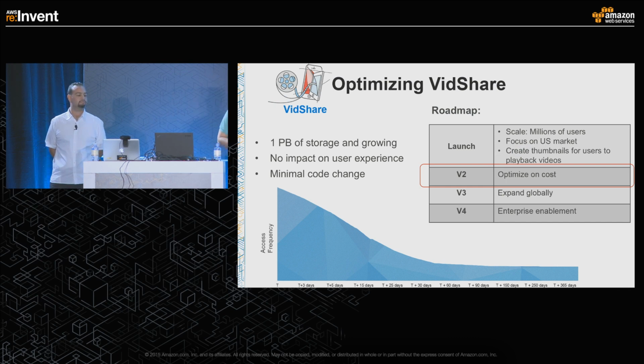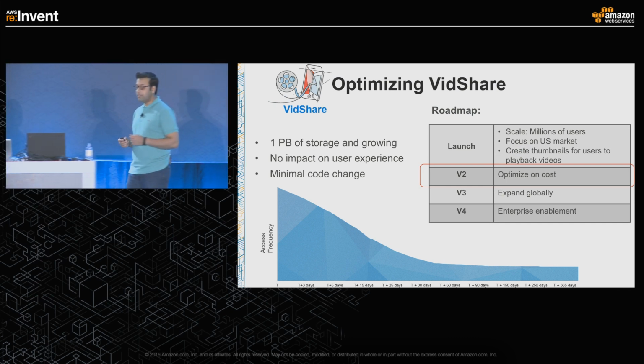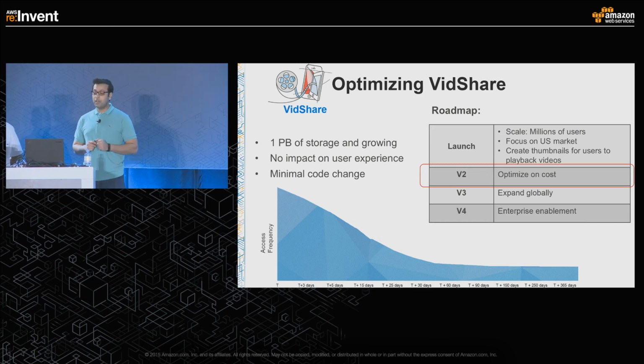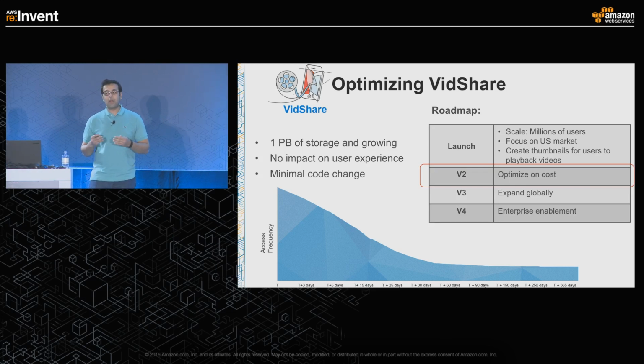All right, thanks, Paz. So Witcher's out there in public, and it's doing great. We have over 1 petabyte of storage. Our customers love the product. Now it's time for us to start thinking about how we can optimize on cost.